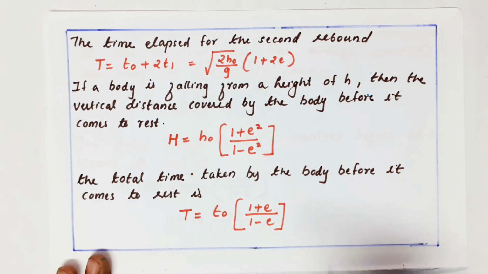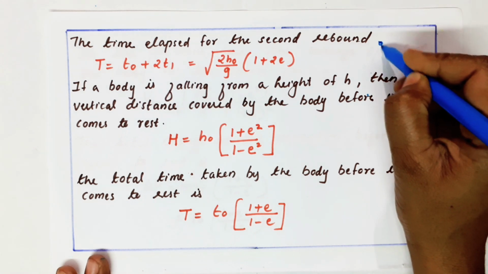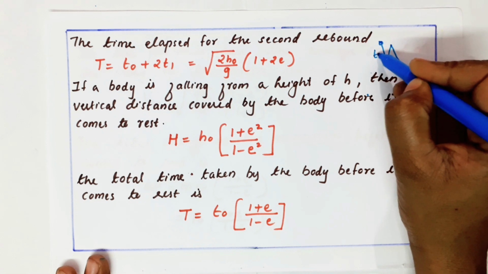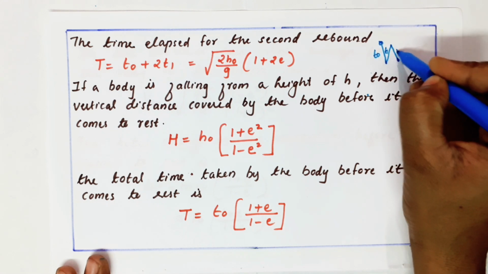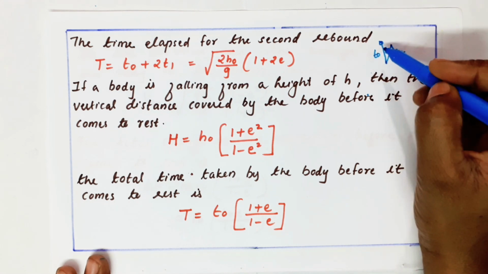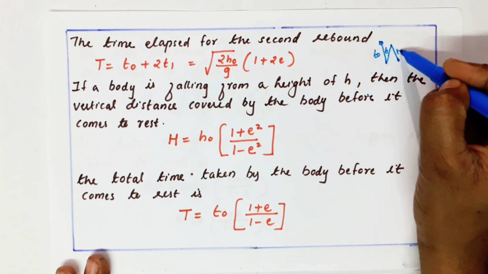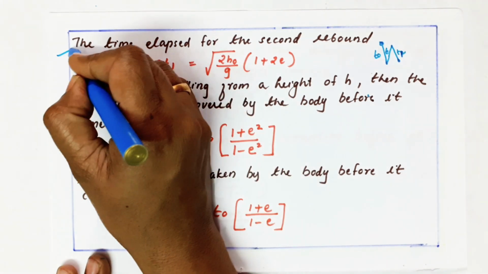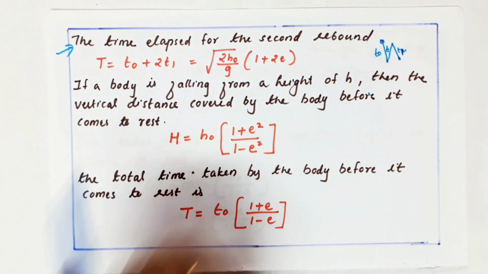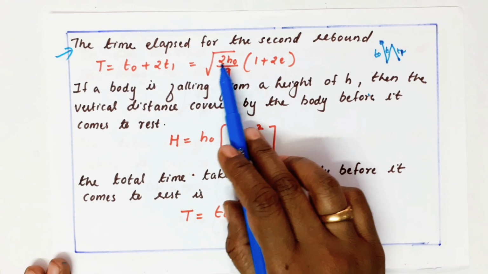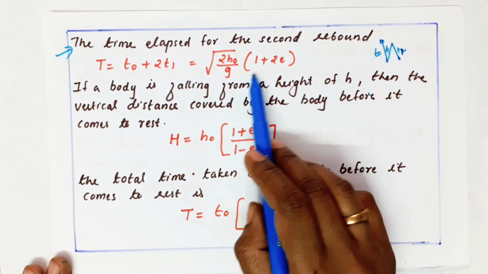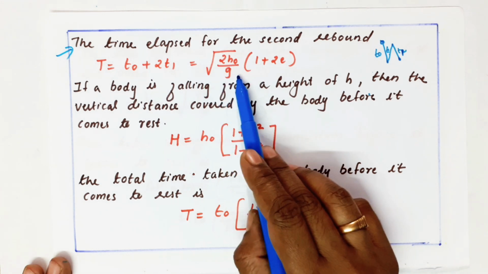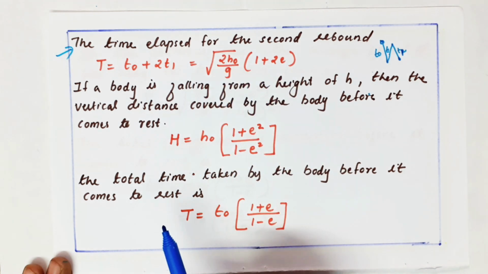Now sometimes they'll ask the elapsed time. For the second example, the body is coming down, going up and coming back here. So this is T naught, this is T1, this is T2. What is the time taken? T naught plus T1 and T1, because both the times are the same, 2T1. So the time elapsed for the second rebound is root over 2h naught by g into 1 plus 2e.